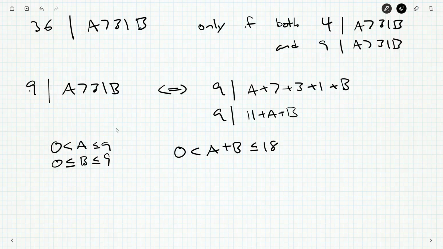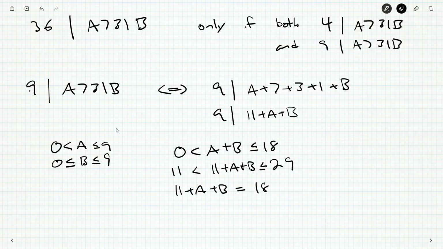So then we'd have 11 is less than 11 plus A plus B, and then 29 here. So 11 plus A plus B could be, if it's divisible by 9, it could be 18 or 27. Both of those are a nice distinct possibility. Okay, so if that's the case, then A plus B is either 7 or 15. Alrighty.